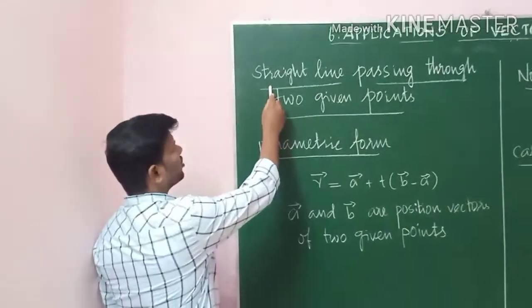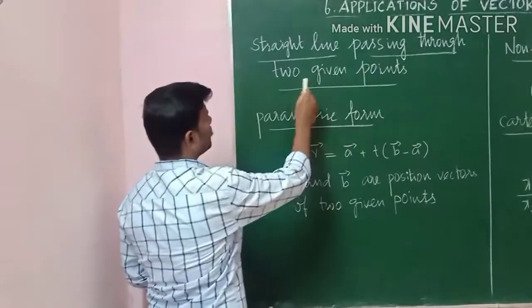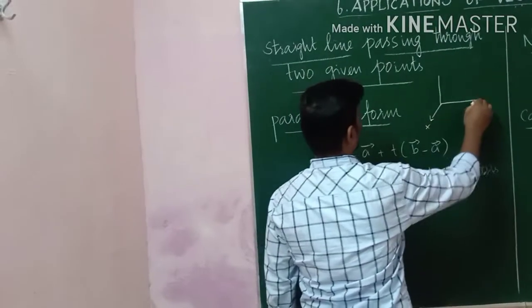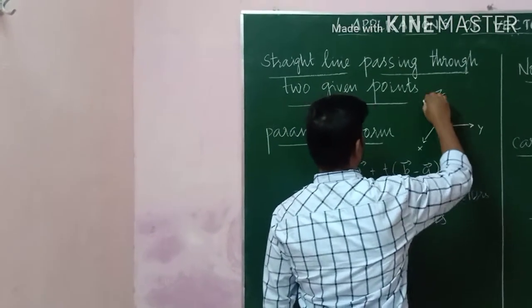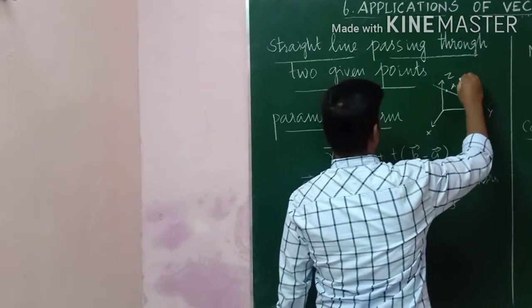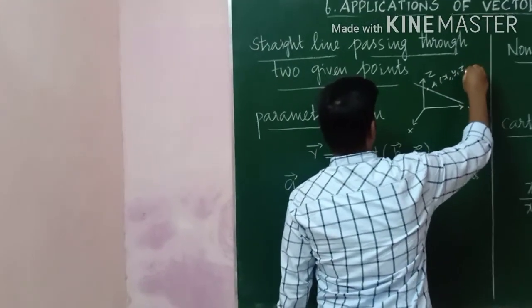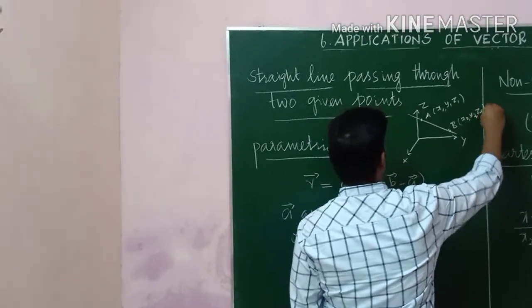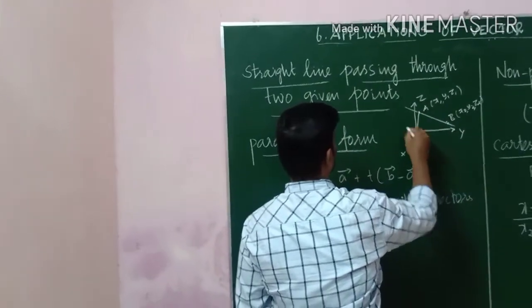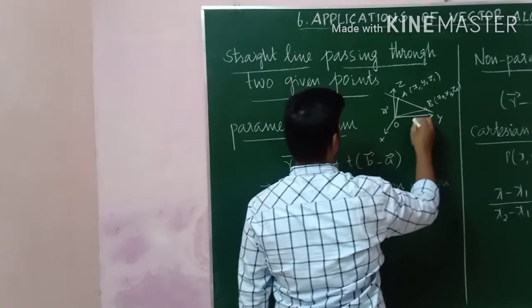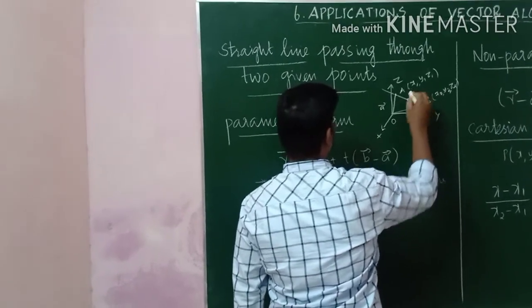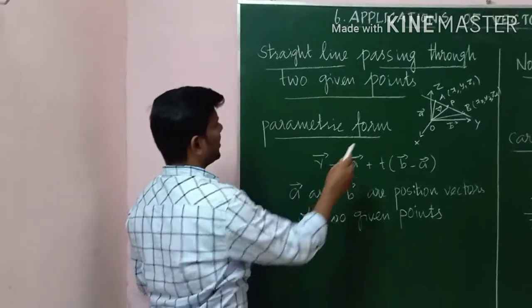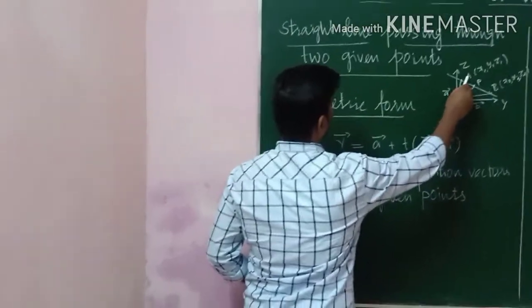Now we are going to learn about the equation of a straight line passing through two given points. Suppose we have the x-axis, y-axis and z-axis, and this is our line. Our point A is x1, y1, z1, and point B is x2, y2, z2. The position vector of A is A vector, and the position vector of B is B vector. We can take an arbitrary point whose position vector is R vector. This is the line passing through the points A and B.